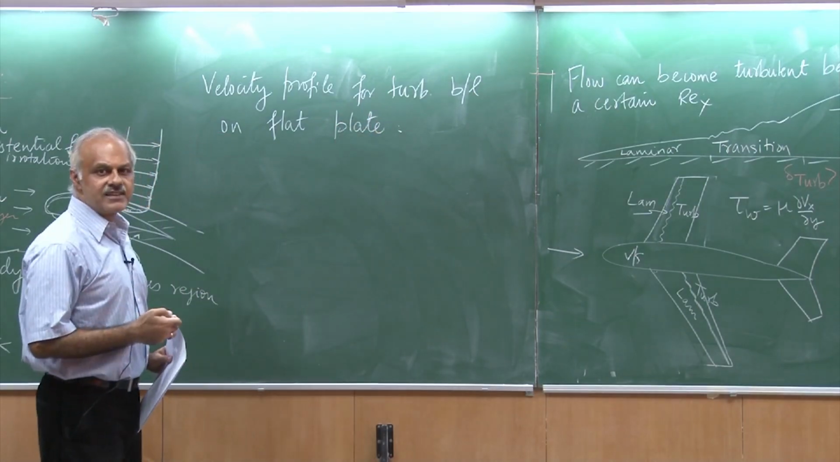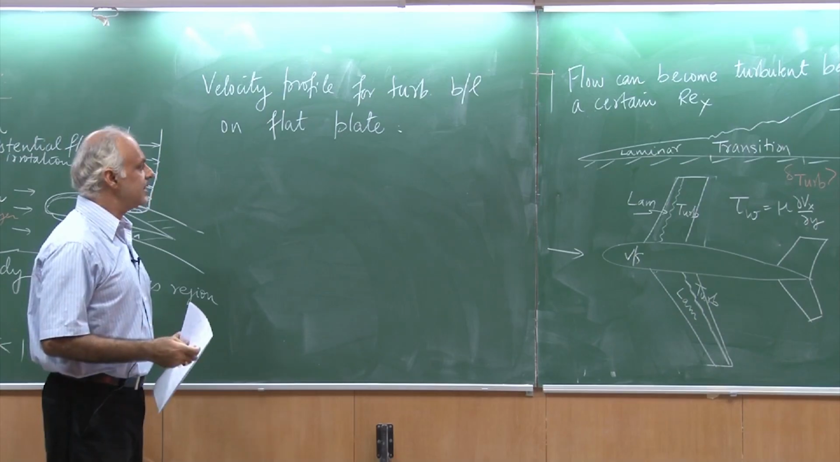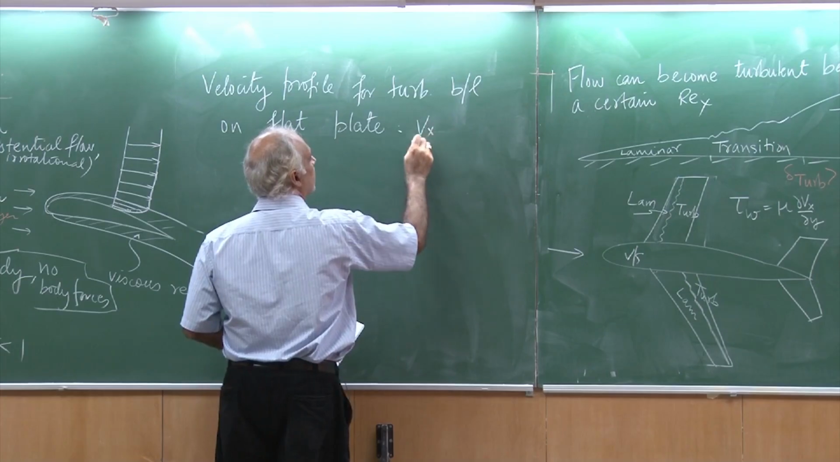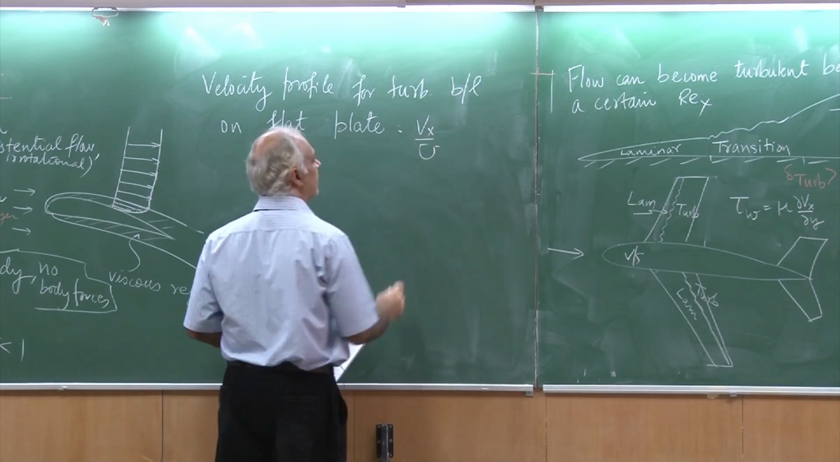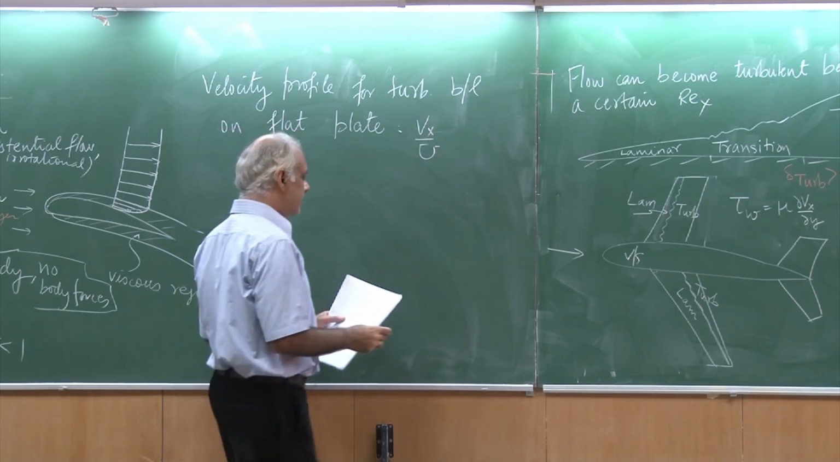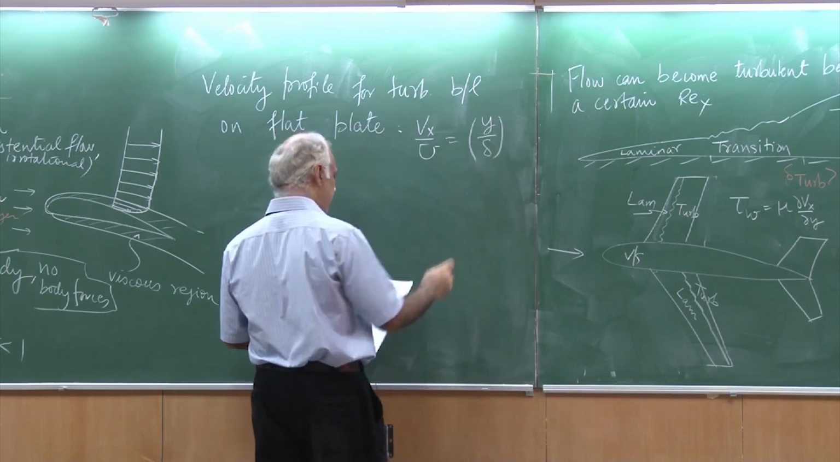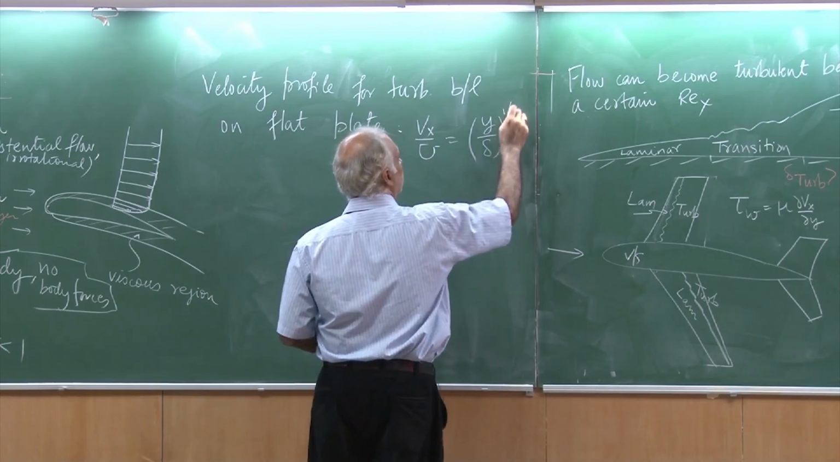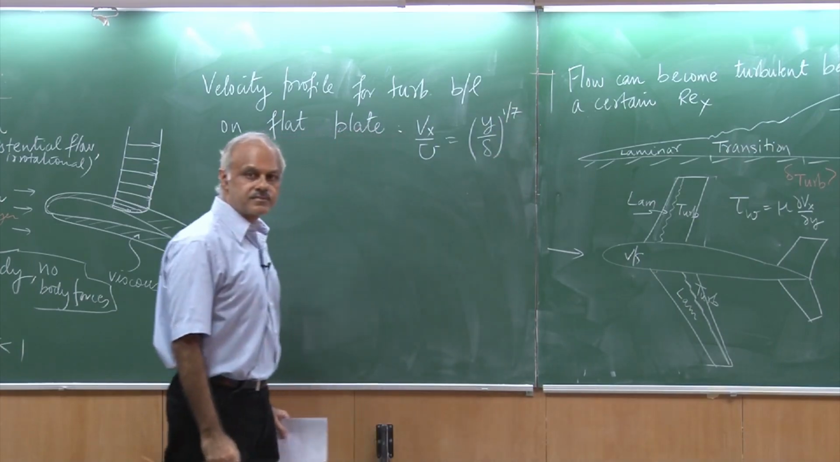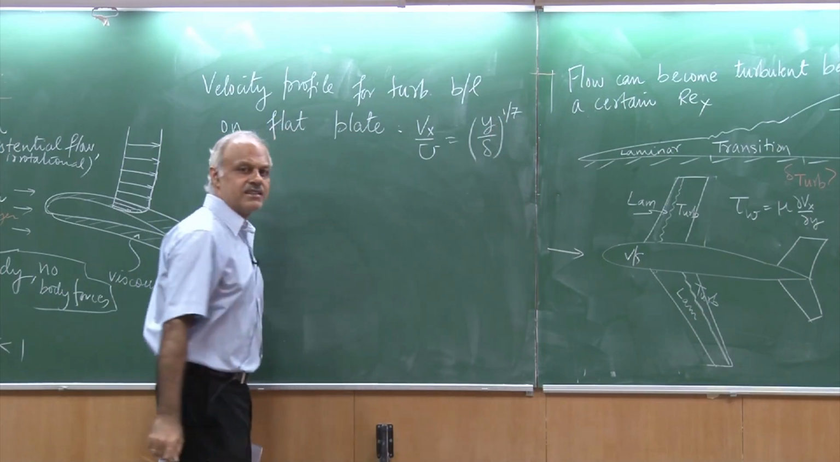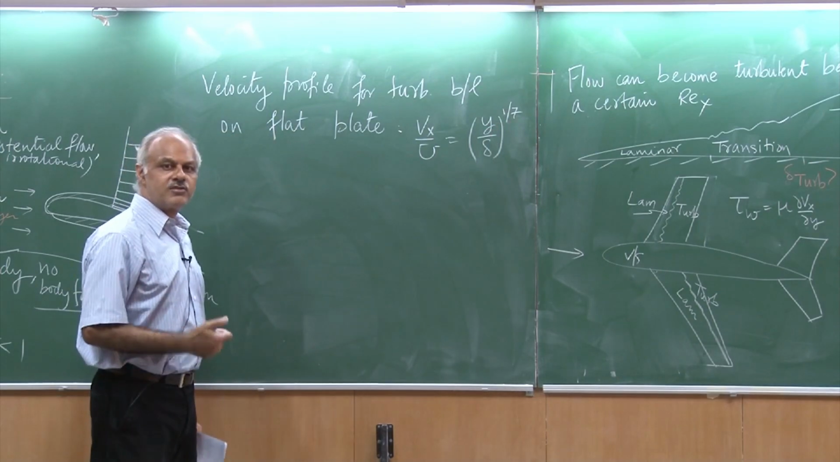Obviously, I am not deriving this, I am just giving you an expression just to expose you. So typically it would be of this nature, Vx by u, that's the non-dimensional x velocity. This would vary as y by delta with the power law, the coefficient is 1 by 7. And this coefficient can actually change. It would depend on the roughness of the plate.